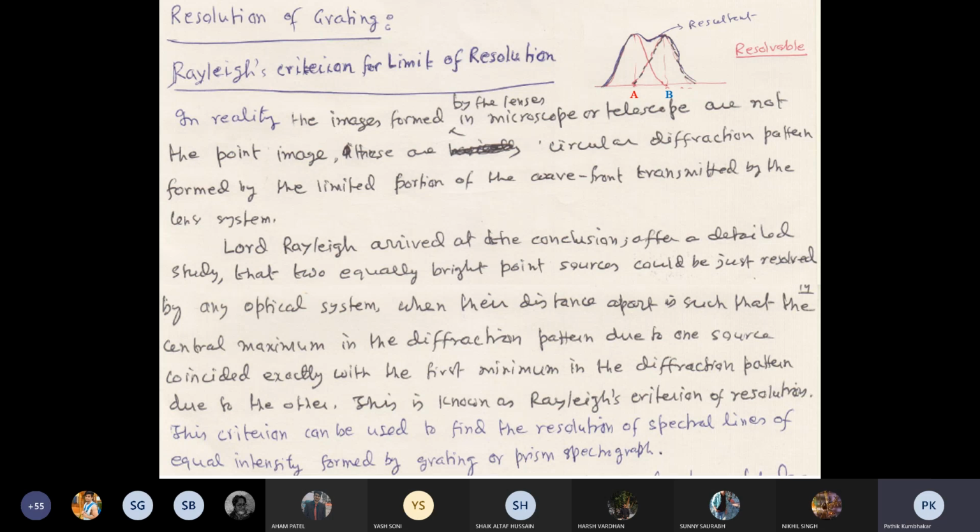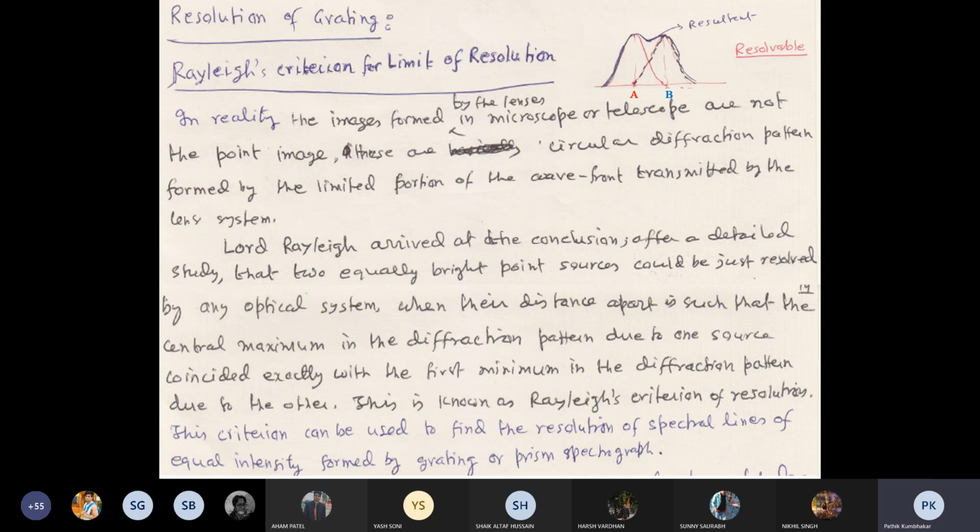of resolution. So what it says is, for example, the central maximum due to A is formed here. At the same location, the first minimum due to B has to be formed. So the first minimum of B is formed here, or the first minimum of A is formed at the location of B. Then these two objects are clearly resolvable. We can separate them out, but if B is brought even closer, then the resultant will be like this. If we bring B further, then the resultant will be like this. So we will not be able to recognize that there are two objects.